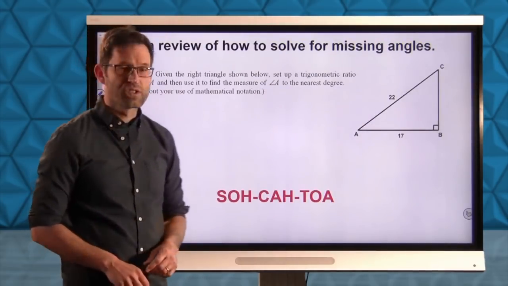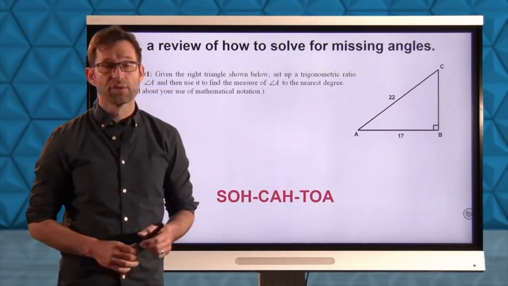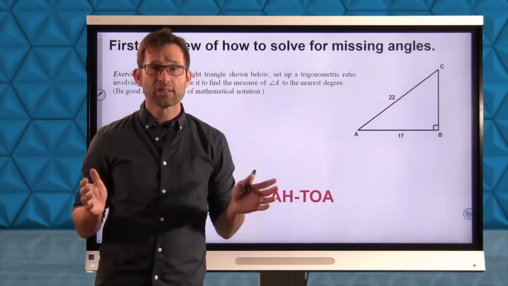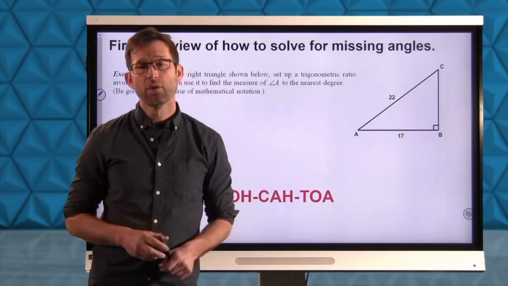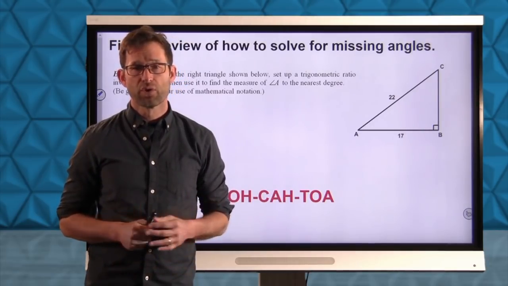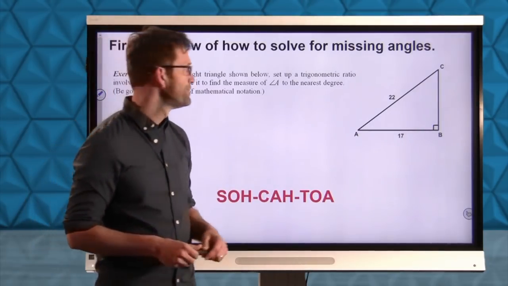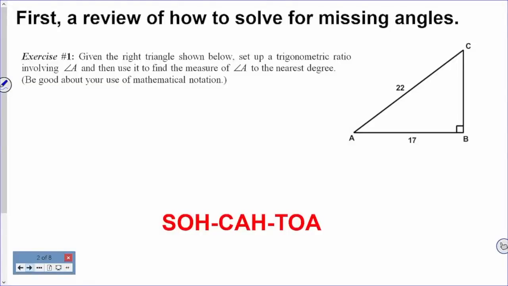All right, first, a review of how to solve missing angles. We did this in the last lesson when we learned how to use our calculator to help us out with trigonometry. So let's take a look. Exercise number 1. Given the right triangle shown below, set up a trigonometric ratio involving angle A and then use it to find the measure of angle A to the nearest degree. Be good about your use of mathematical notation.